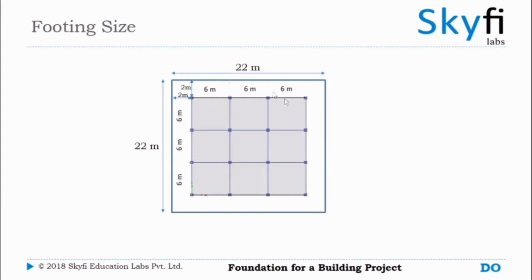You can see this is the footing design size. So here we will be taking 2 meter extra from our given floor. So our total footing will be 22 meter into 22 meter as shown in this figure. Now let us go to the software SAFE for our design of this footing.